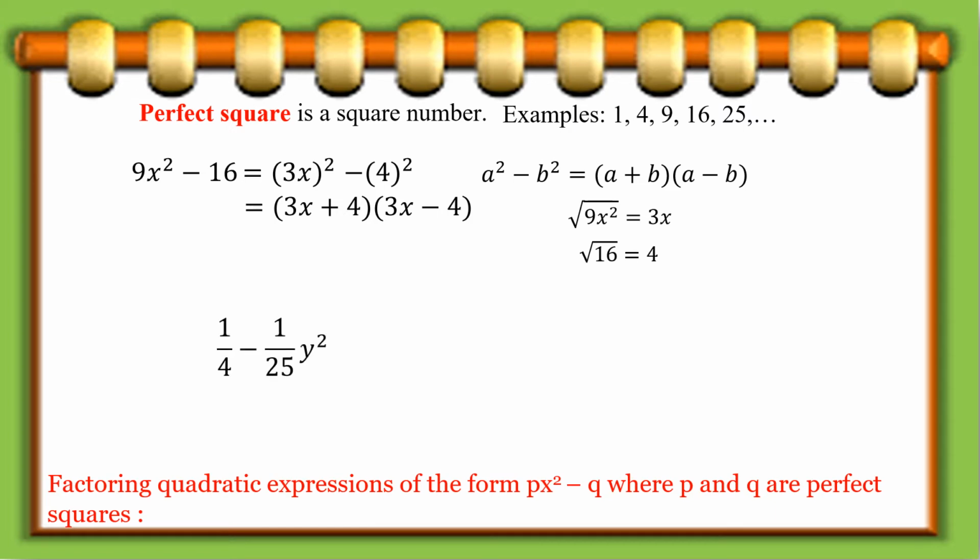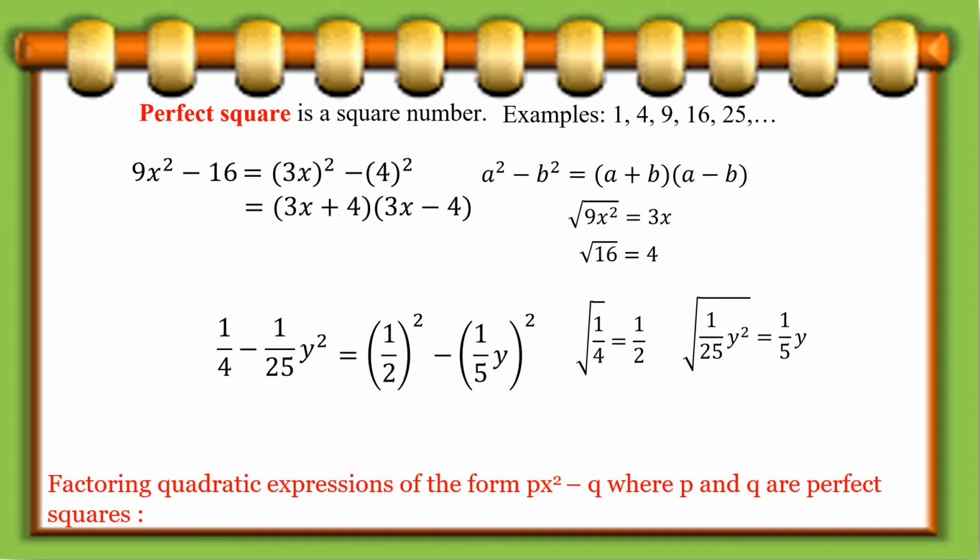Now let us have another one. 1/4 minus 1 over 25y squared. In here, we are going to determine the square root of 1/4, which is equal to 1/2, and the square root of 1 over 25y squared, which is equal to 1/5 y. So, rewriting this one, we will be having 1/2 squared minus 1/5 y squared. And then factoring it out, it will be equal to 1/2 plus 1/5 y times 1/2 minus 1/5 y.